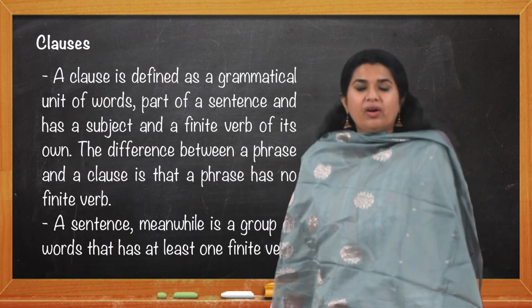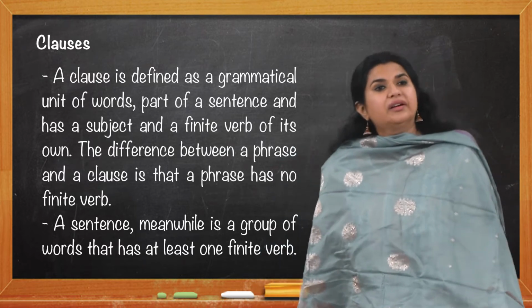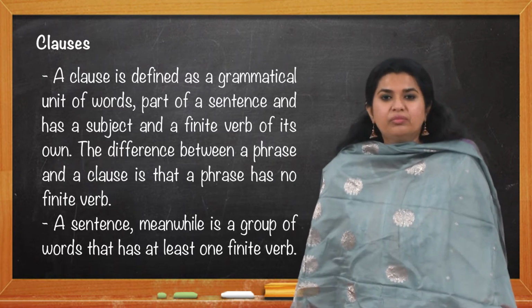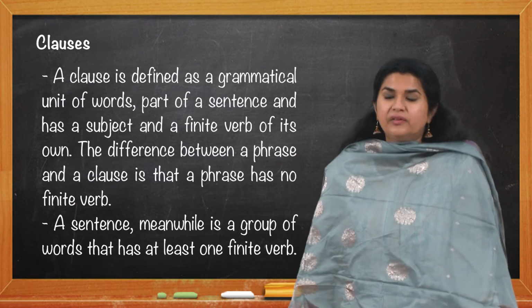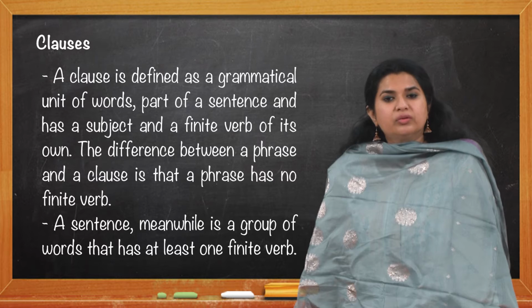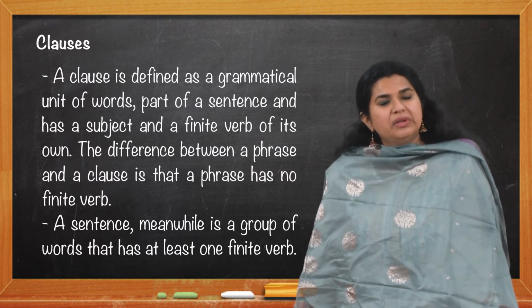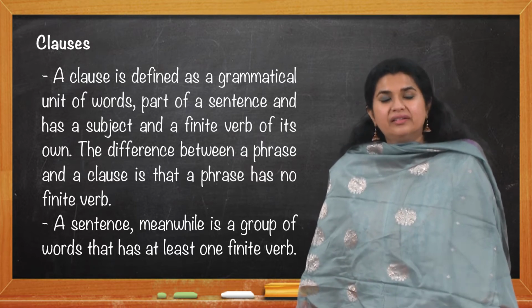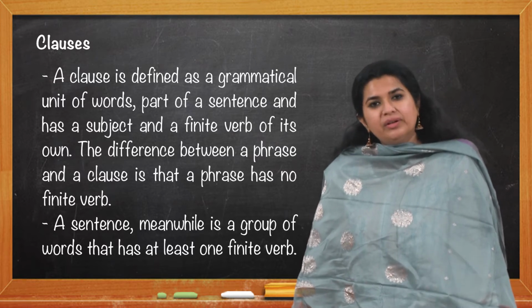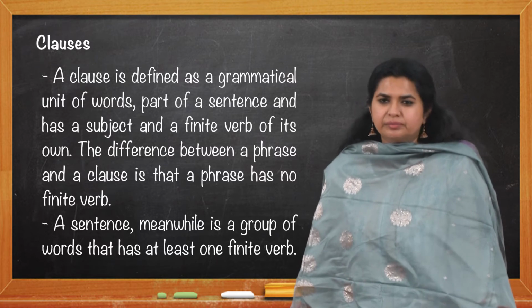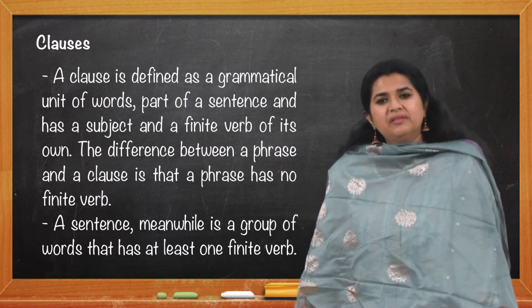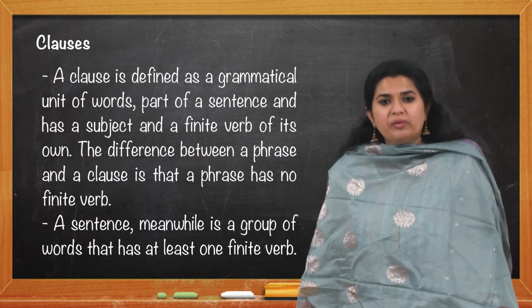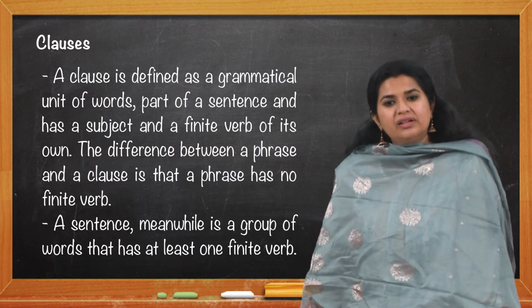So, what are clauses? A clause is defined as a grammatical unit of words, and it is also part of a sentence and has a subject and a finite verb of its own. The difference between a phrase and a clause is that a phrase has no finite verb, while a clause has some meaning. A phrase is a group of words, and a clause has some sense, some meaning to it, although it may depend on the main clause for its complete meaning, but even a subordinate clause has the capacity to stand on its own. A sentence is a group of words, remember, that has at least one finite verb.